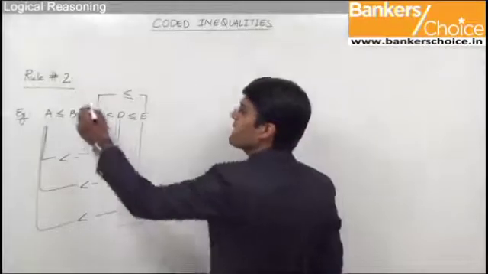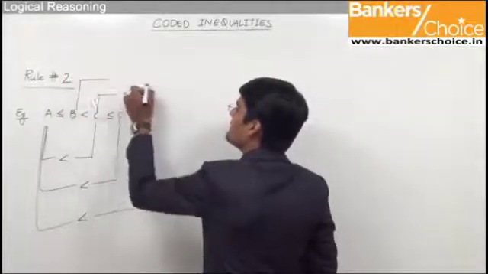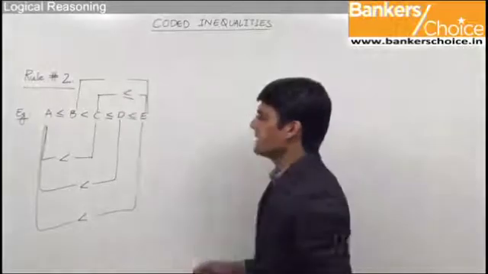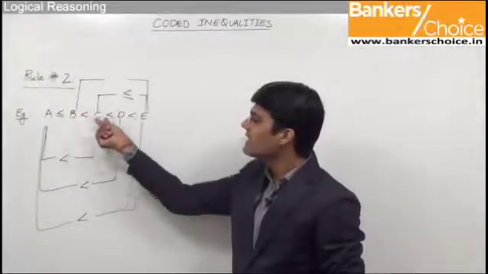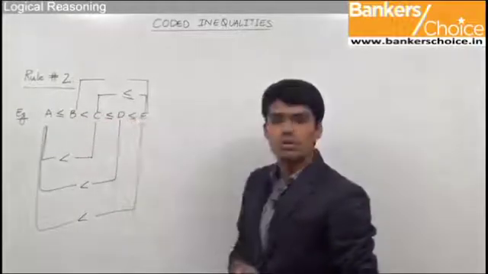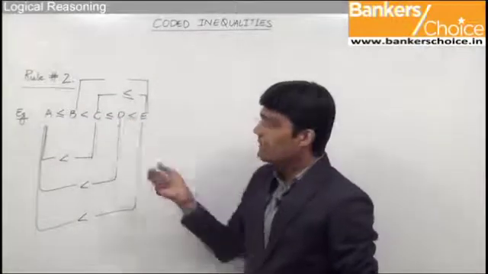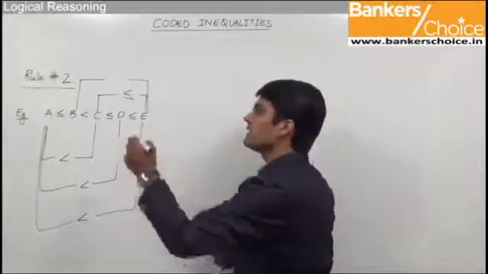But once we compare B and E, we see that the relationship will be different. If you observe the variables B and E, in between we have less than, less than equal to and less than equal to. Out of these three, the common part in all the three cases here is less than.